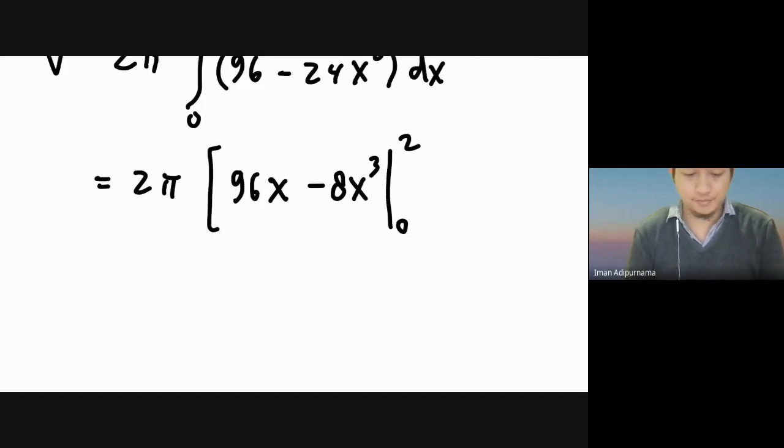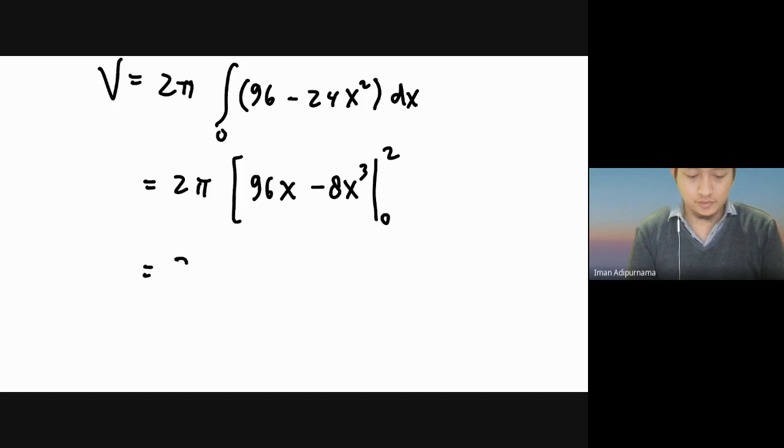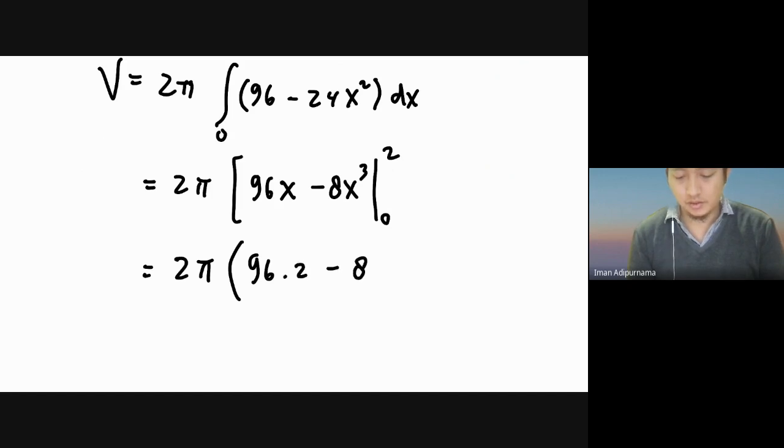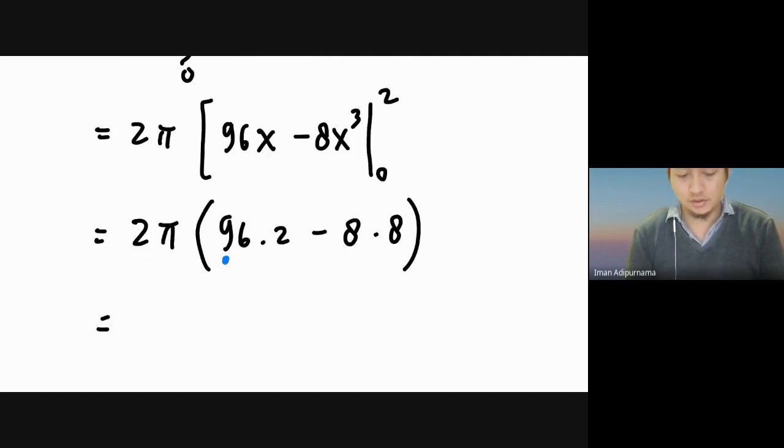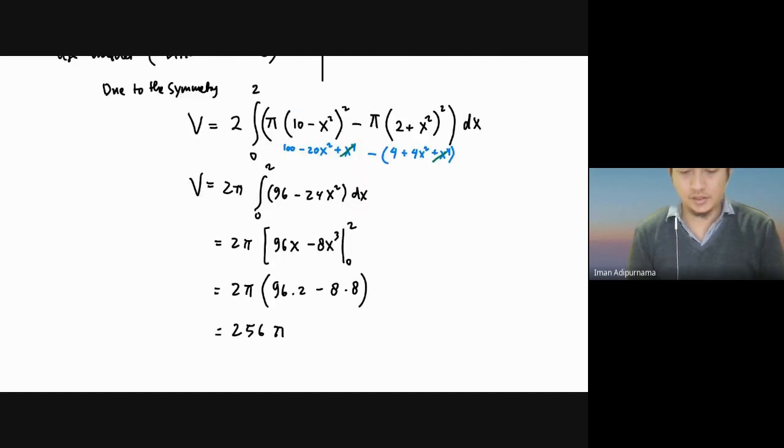Okay, so 2 pi, 96 multiplied by 2 minus 8, right? Can compute a little bit. This will be 128. 128 multiplied by 2 will be 256 pi. And that's the answer.